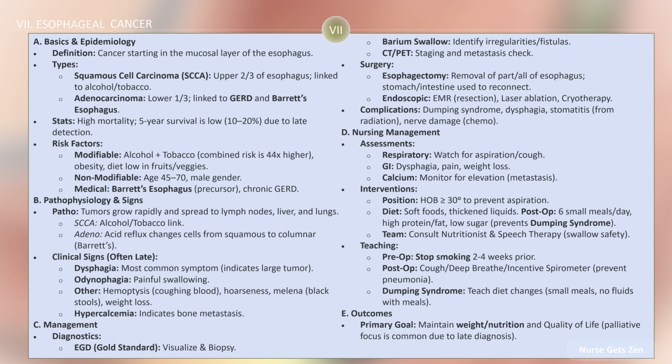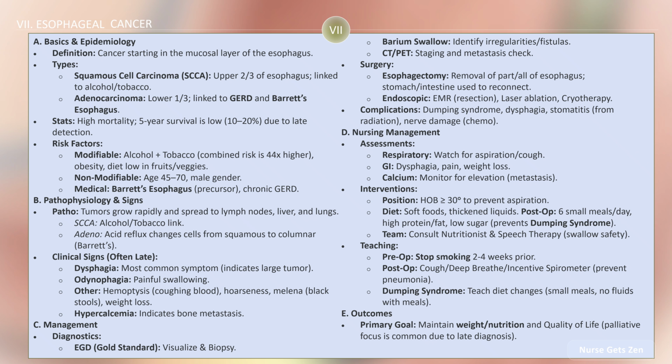Here I'm going to make some notes about dumping syndrome. Complications include dysphagia, stomatitis from radiation, and nerve damage. The nurse assesses respiratory, GI, and calcium. To intervene, make sure the head of bed is elevated, with a diet of soft foods and thickened liquids. Post-operation, it's 6 meals a day to prevent dumping syndrome.